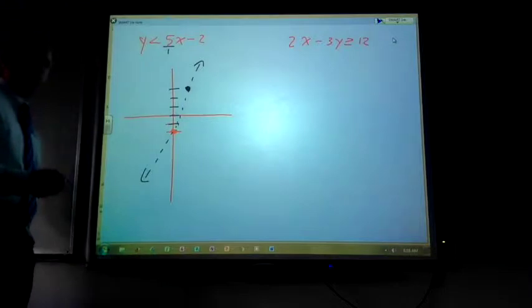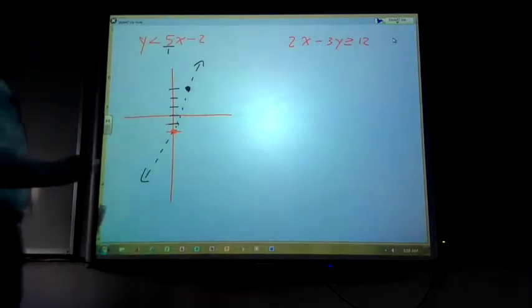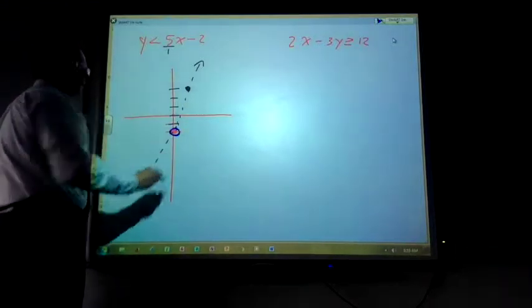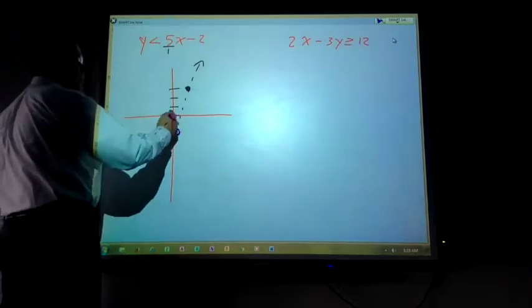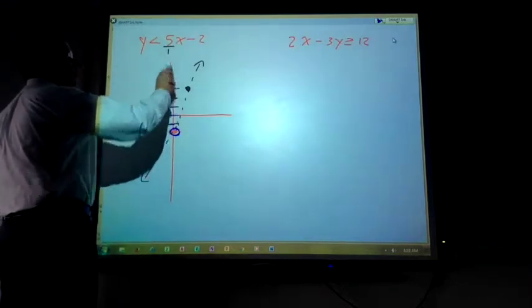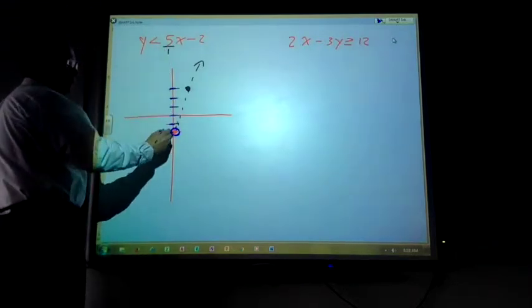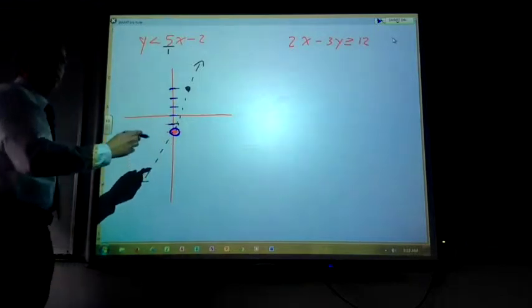Where do you start when you're going up 5? Okay, so right here is my start point. So I'm going to go up 5. And why? Because of the slope. Or why do I start here? Because that's the y-intercept.